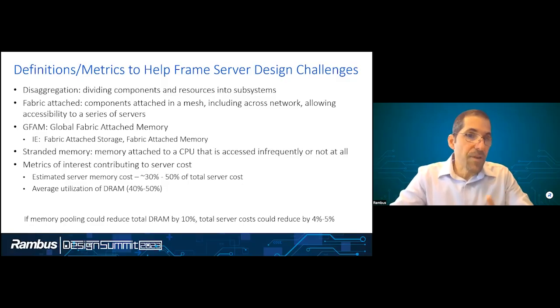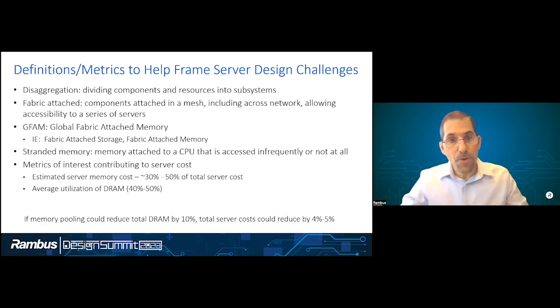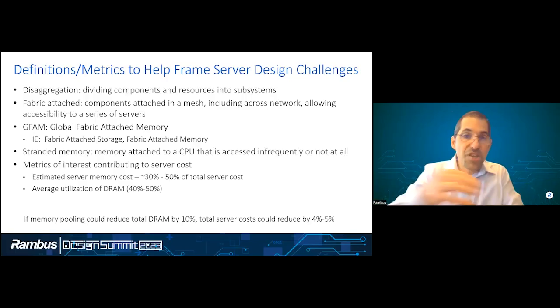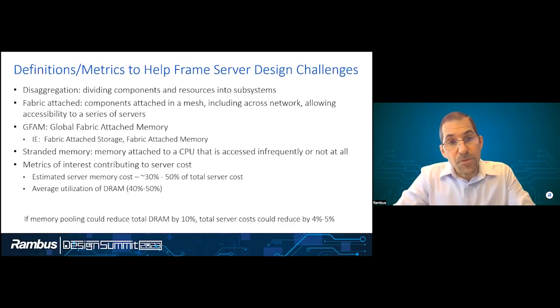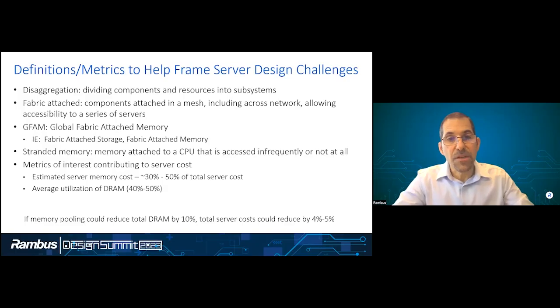GFAM is the acronym for Global Fabric Attached Memory. Again, that's memory that's attached in this fabric, so servers across the network or across a fabric mesh can access it. Stranded memory is also another term I'm going to refer to, which is one of the motivations driving disaggregation. Stranded memory is defined as memory that's attached to a CPU that is accessed infrequently or not at all for the applications and workloads being run in those systems.